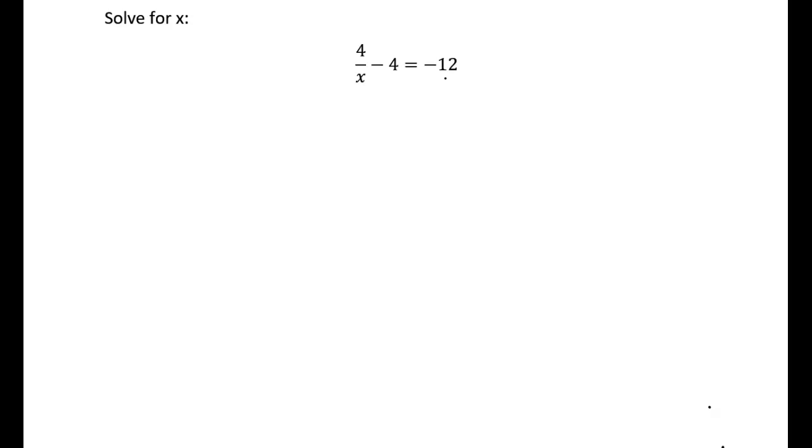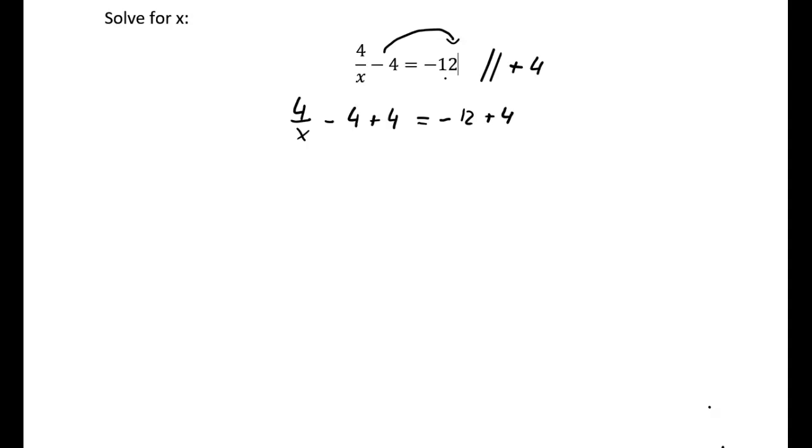Well, the first point is that we notice it is a subtraction here, and therefore we bring this term that does not contain x to the other side, and we do so by adding to both sides the inverse operation. We've got a negative sign here, so the inverse operation is a plus sign, and we leave this number here. So we've got 4 over x minus 4 plus 4, that's the left hand side, equals negative 12 plus 4 on the right hand side.